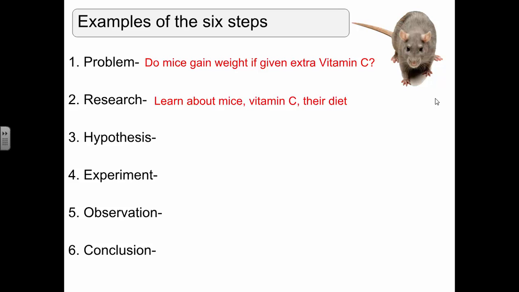So again, you're predicting what's going to happen in the experiment. I have a different hypothesis here, but it doesn't matter. I said if mice are given extra vitamin C, then they will weigh more. But you could have the opposite, like Diksha just said, maybe your hypothesis is they wouldn't. Your hypothesis always has to be a statement. It can never be in the form of a question, because it's a prediction. It's what you think is going to happen.